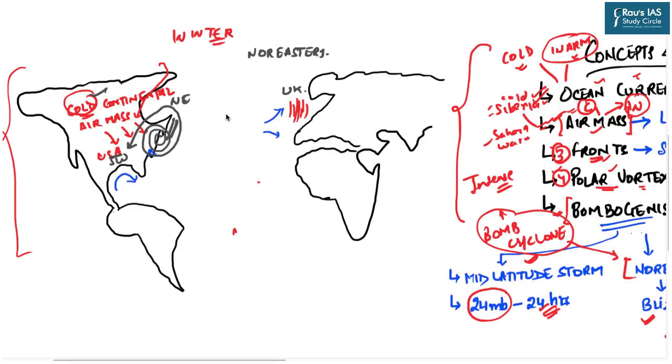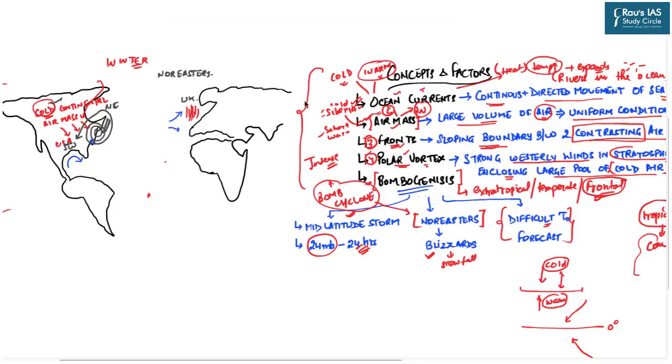Now I hope this topic is very clear. Let us have a brief revision of this topic once again. Under this session, we discussed the important key concepts and factors related to the development of bomb cyclones, which were ocean currents, air mass, fronts, polar vortex, and bombogenesis. In bombogenesis, we discussed that these are the extratropical or temperate or frontal cyclones, which are formed due to collision of two contrasting air masses.